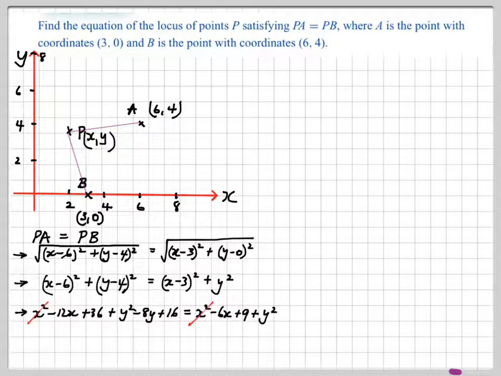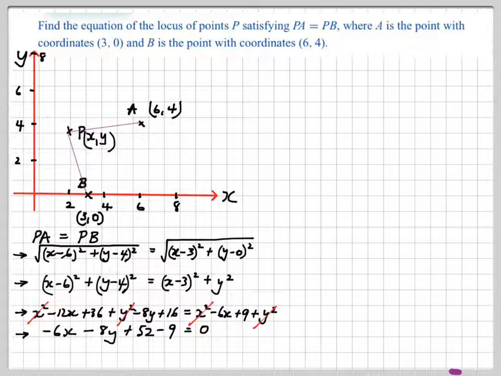Oh, I just crossed out those x squareds. That's good. And I think the y squareds are going to go too. That's even better. So I can sniff a straight line happening because there's no square terms, okay? Now let's clean it up a bit. It's a big mess.